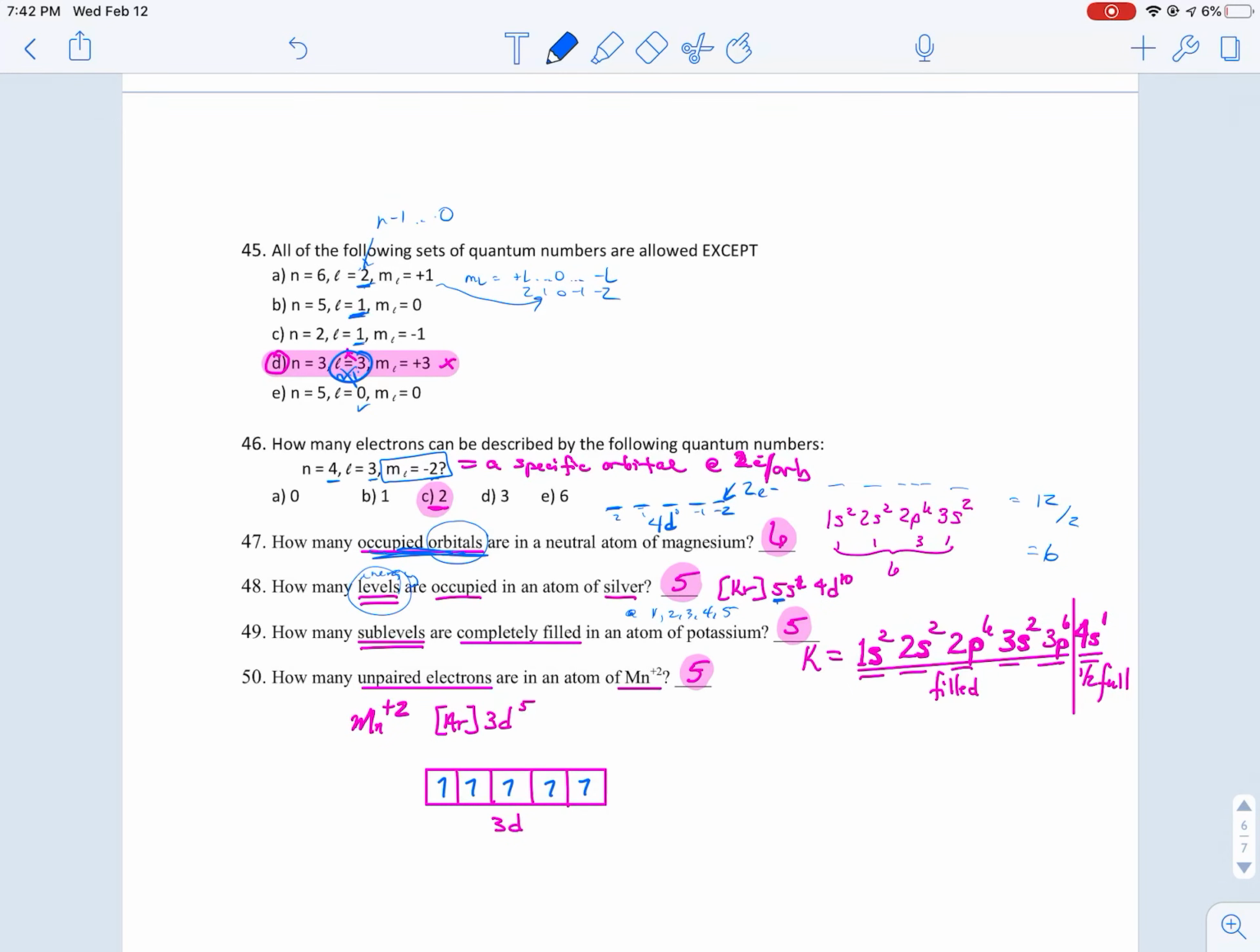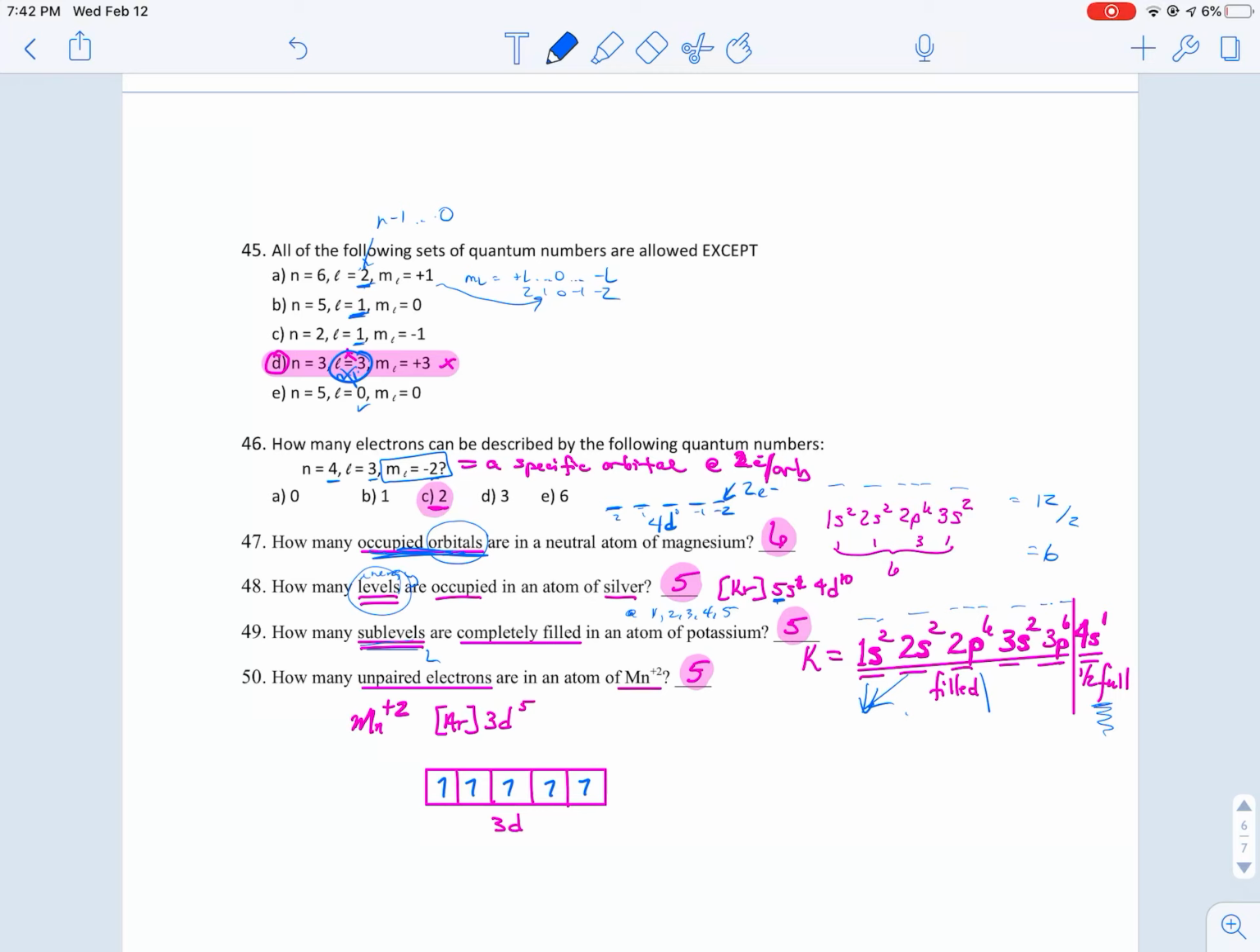Next, how many sublevels are completely filled in an atom of potassium? Again, you're just putting it in. So these are all filled. The one that isn't filled is this one. You can see it says half fill. And then this is 1, 2, 3, 4, 5, 6, 7, 8, 9. So if they were asking orbitals, there'd be 9. This is asking sublevels. So that's the same thing as saying L. So you have this one type of L, the S's, and this is another type of L.